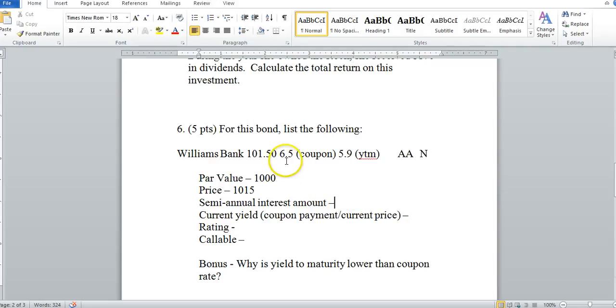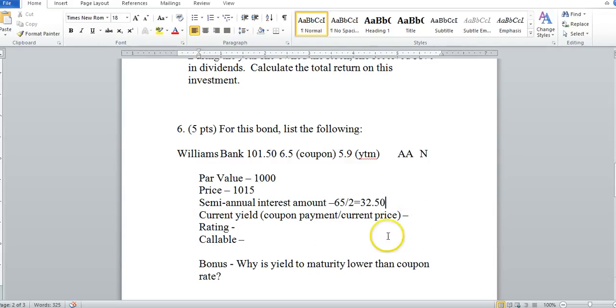Here's the coupon, 6.5%, which means that the annual coupon is $65. But I asked for semi-annual, so you need to divide it by 2, which is going to give you $32.50.